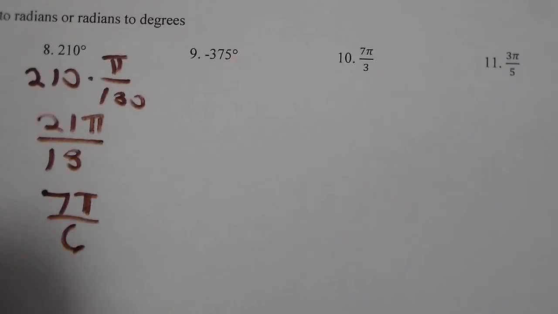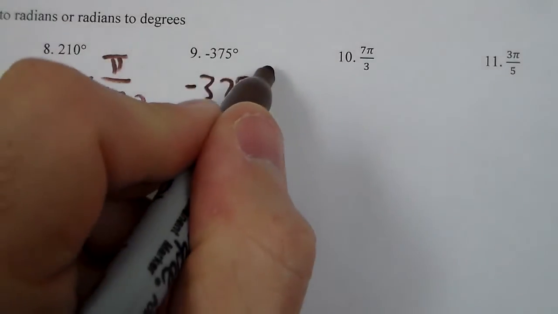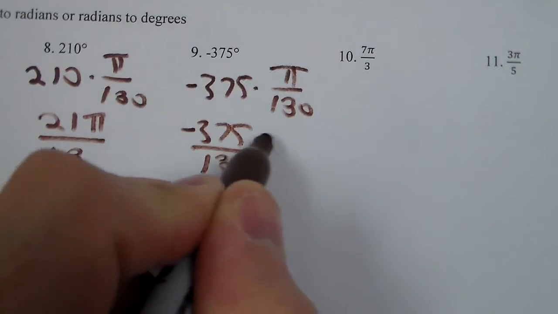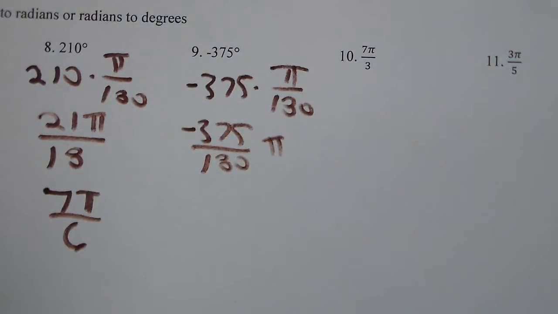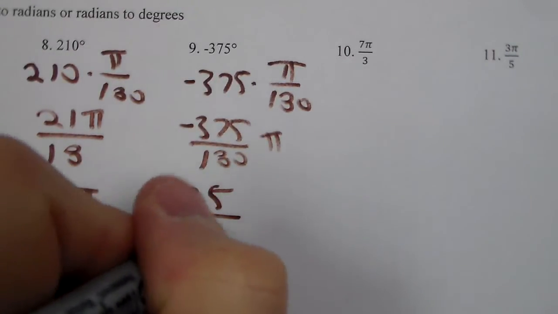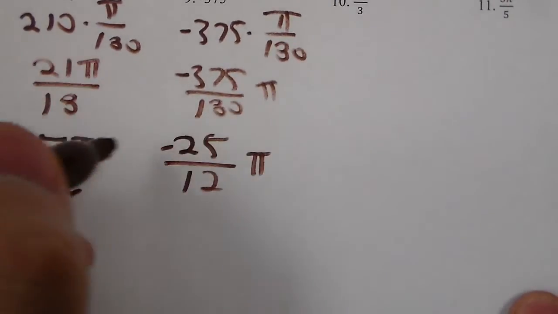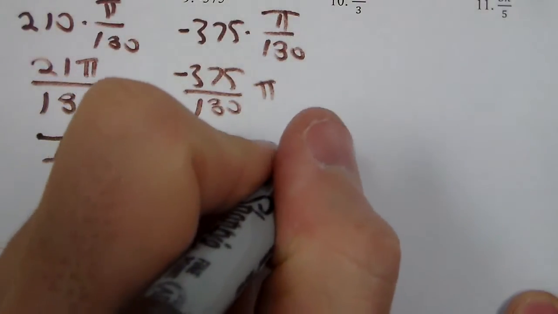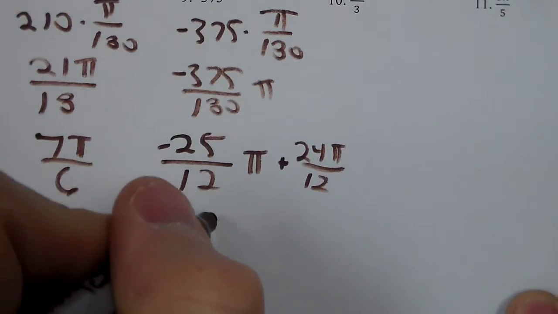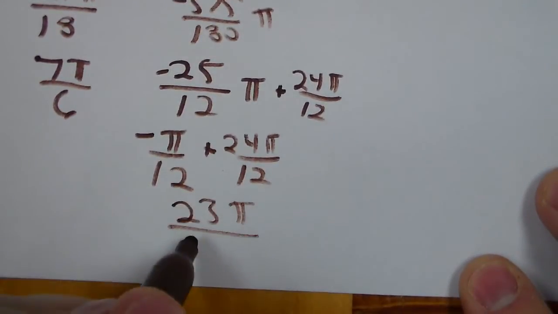For negative 375, let's just multiply it out. So we get negative 375 times pi over 180. That's negative 375 over 180 pi. I can divide both of those by 15, and this comes out to be negative 25 over 12 pi. I want to get that to a little nicer form though, so I'm going to add 2 pi to that. And adding 2 pi, I'm going to add 24 pi over 12, which gives me negative pi over 12. So that would work. Or if I do that again, it comes out to be 23 pi over 12.